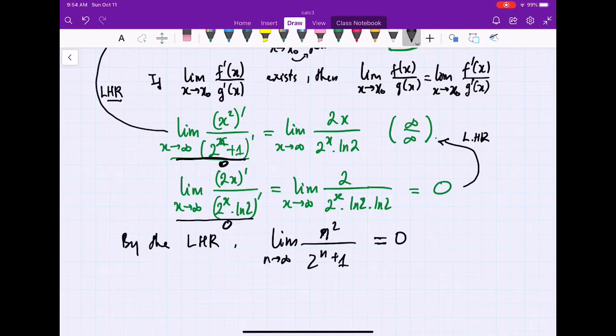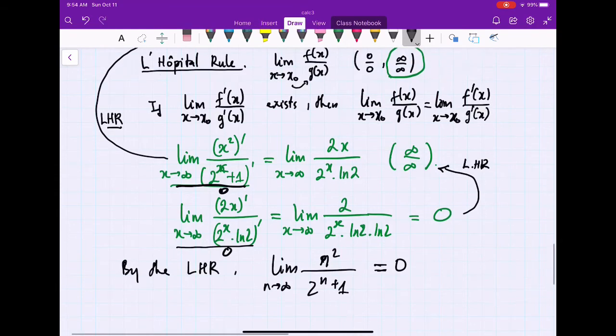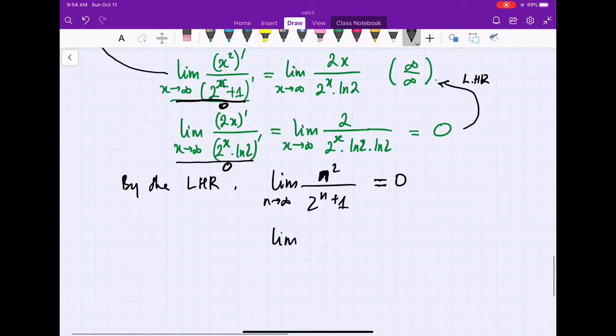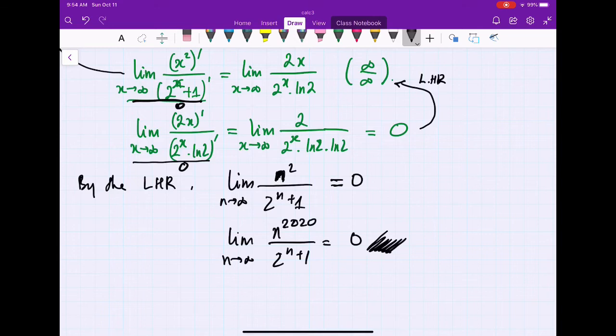But again, if you remember the comparison, please use the comparison between exponential functions and polynomials. Does that make sense? According to the comparison, even for n to the 2000 over 2 to the n plus 1, this limit is still 0. And if you want to use L'Hopital's rule, you have to apply it 2000 times. But if you apply the comparison between polynomials and exponential functions, you can get the answer right away. As we know, the exponential function is faster than any polynomial at infinity.